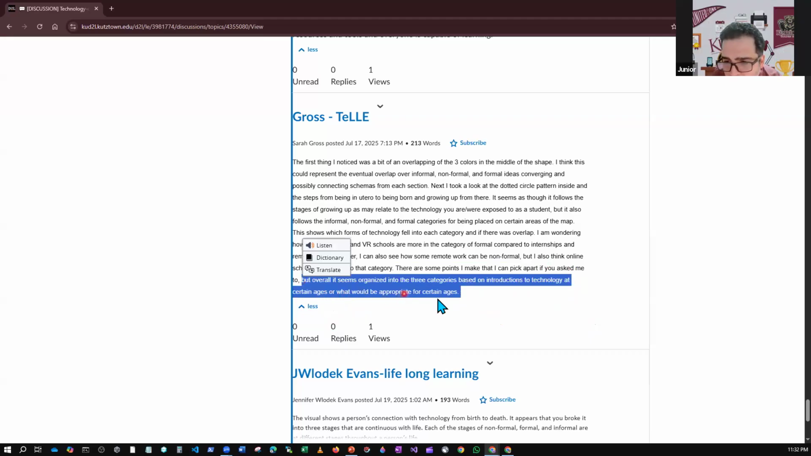No, wait, no. I didn't organize that based on introductions to technology. It's the opposite. Technology is already everywhere. As we grow and experience life, we pass through different locations, like formal, non-formal, and informal, and we have access to all these technologies. So what I'm trying to show here is that learning is for everyone, regardless of age, of ability, of anything, and it should be accessible. People should be able to access that anywhere they are.